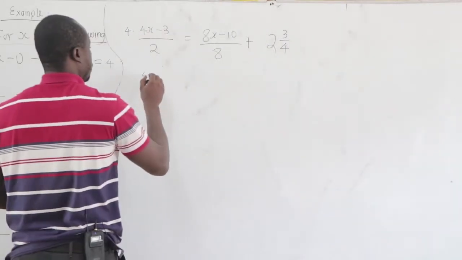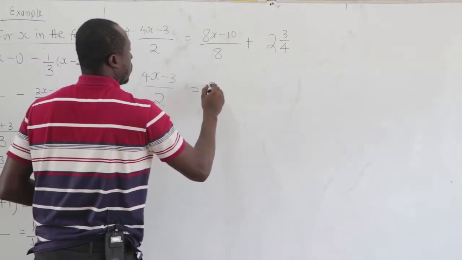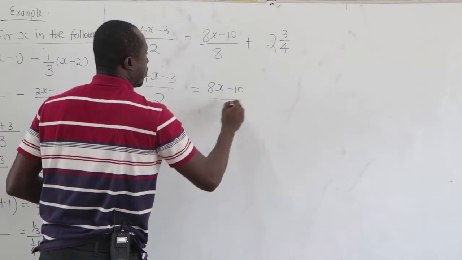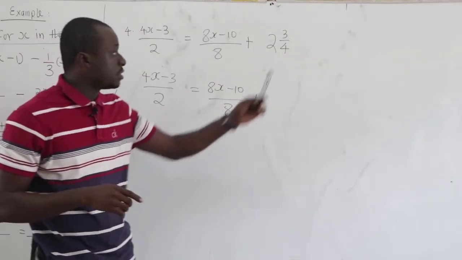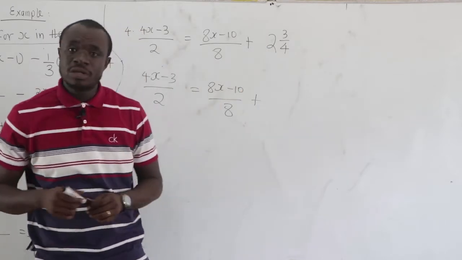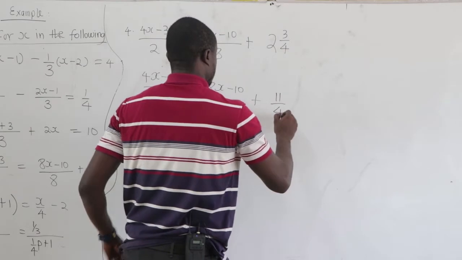So our next step, we have to write the equation: 4x minus 3 over 2 equals 8x minus 10 all over 8 plus, change this mixed fraction to an improper fraction. 4 times 2, that is 8. 8 plus 3, that is 11. So we have 11 all over 4.